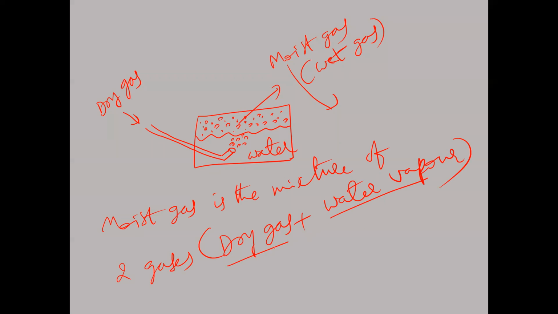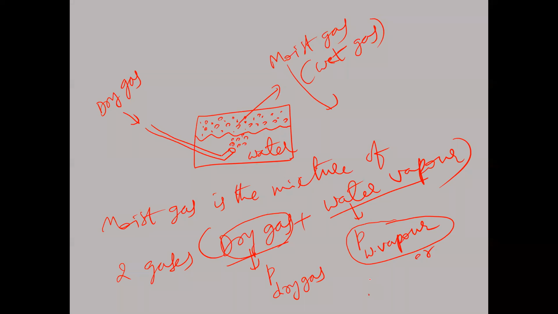Because of this dry gas, some pressure is exerted, that is called the partial pressure of dry gas. And due to water vapor also some pressure is exerted, which is called the partial pressure of water vapor. This partial pressure of water vapor is also called aqueous tension. So aqueous tension is nothing but the pressure exerted by water vapor.